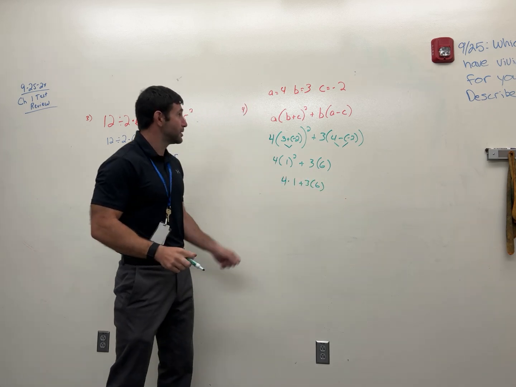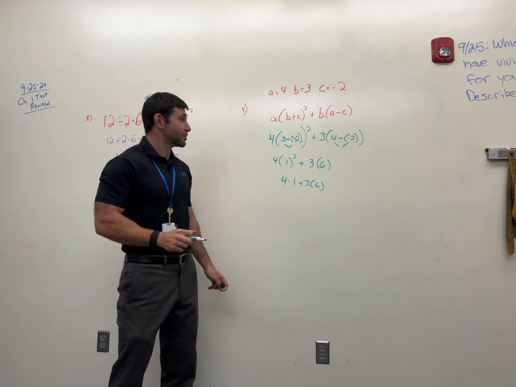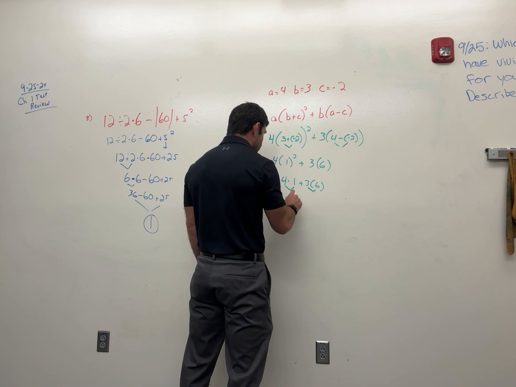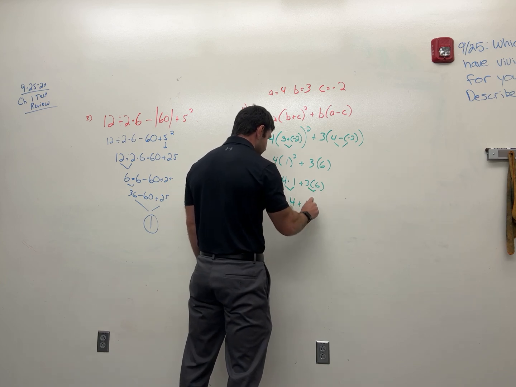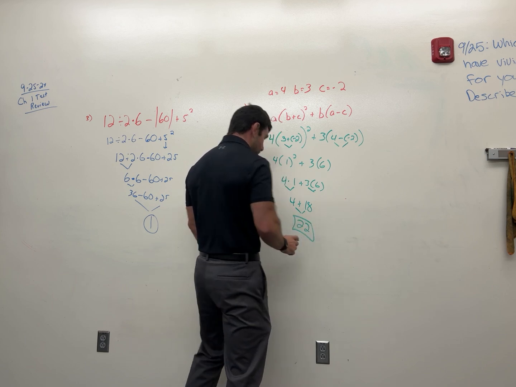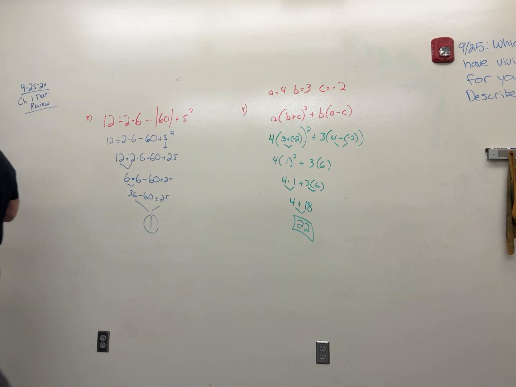Mr. H, where'd you get 1? 1 squared. 3 plus a negative 2 is 1. 1 times 1 is 1. So now we're doing multiplication. 4 times 1 is 4, plus 3 times 6 is 18, which gives me a positive 22.